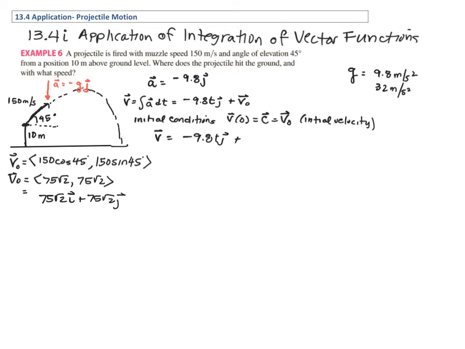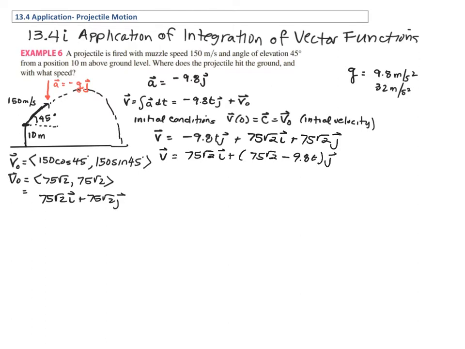We can do this all in this form or all in this form, but since I started like this, let me just go ahead and continue with i's and j's. So 75 square root of 2 i plus 75 square root of 2 j. So this is my velocity vector function. I have 75 square root of 2 i, and then if I combine my j's, I have 75 square root of 2 minus 9.8 t times j.